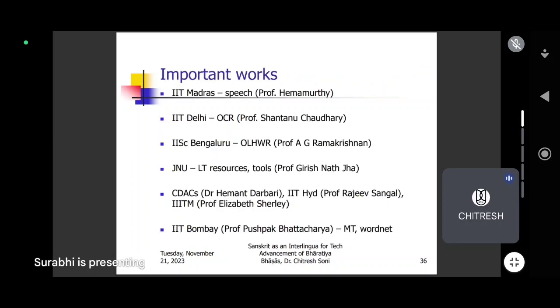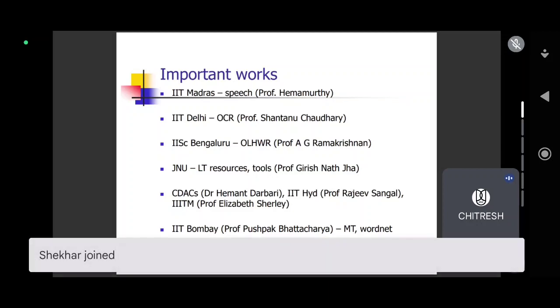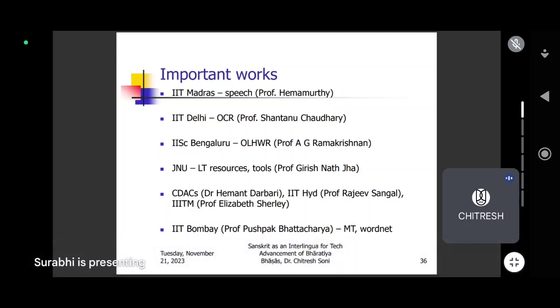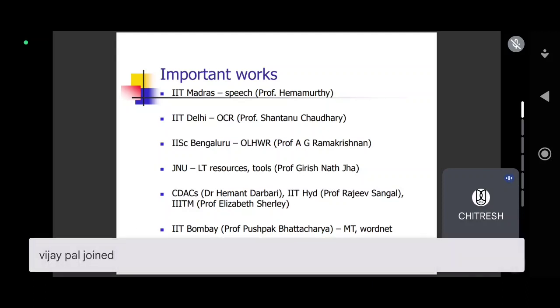Important works have been done in this area. IIT Madras has been doing speech, Professor Hema Murthy, and we will also discuss it in a further slide. IIT Delhi is working on OCR under the leadership of Professor Shantanu Chaudhary. IISc Bengaluru is working on online handwriting recognition. JNU has linguistic technology resources and tools, with Professor Girishnath Jha as consortium leader. CDAC, IIIT Hyderabad, IIIT-M, and IIT Bombay have worked on MT and WordNets.